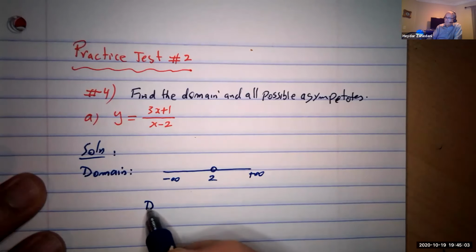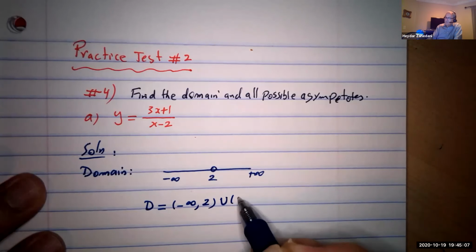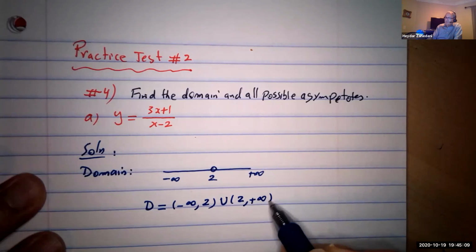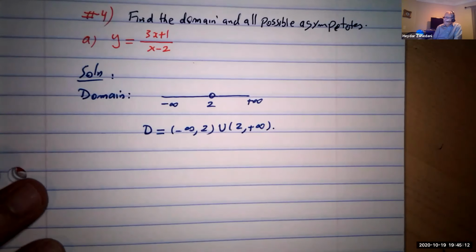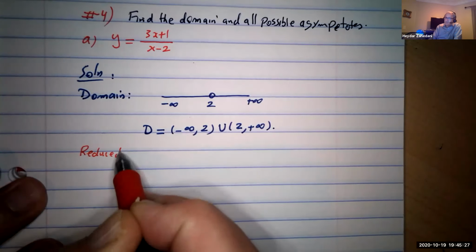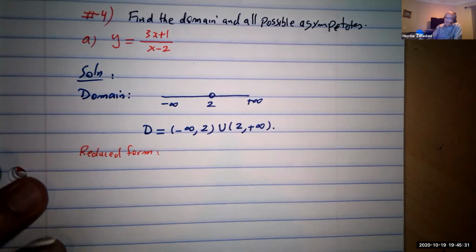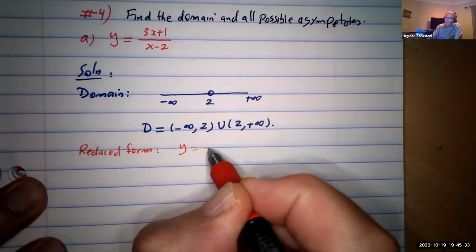So the domain would be negative infinity up to 2, union with 2 and positive infinity. We have one number to take out. Any question? Because we have only one factor, each factor will give us one number to exclude. Then you check to see if you can reduce it. Reduced form, no. There is nothing to simplify. So we stay with what we have.